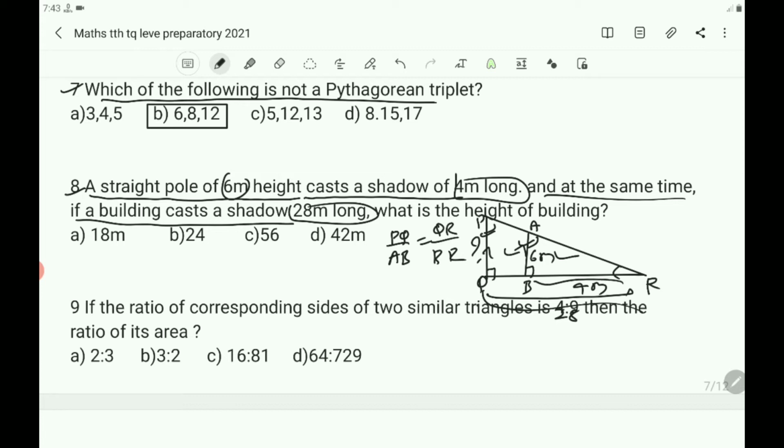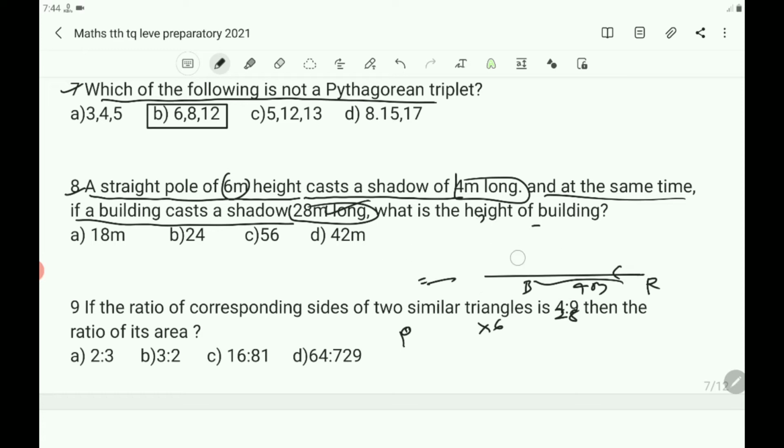And PQ, how much is PQ? That you have to find out. PQ by AB, AB is 6, equals QR, QR is given as 28 meter. That is the shadow of the building. 28 divided by BR, which is 4. Then you will get PQ equals 28 into 6 by 4. 4 ones are 4, 4 sevens are 28, 6 sevens are 42. So what is the answer here? The answer is 42 meter.